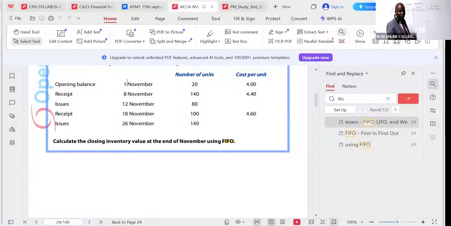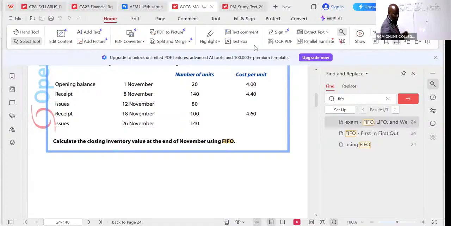So you can see the opening balance was on 1st November. So the first date here is 1st of November, so you write it here first. Don't write November again because November has been taken care of. So what happened on 1st November? We had an opening balance of 20, and each one of them was costing how much? 4.